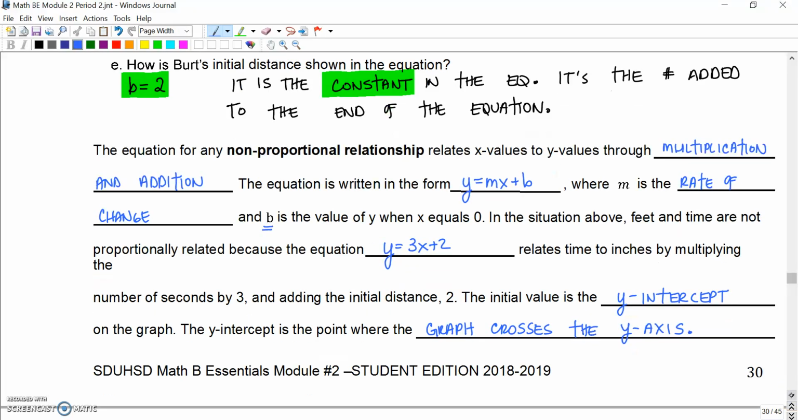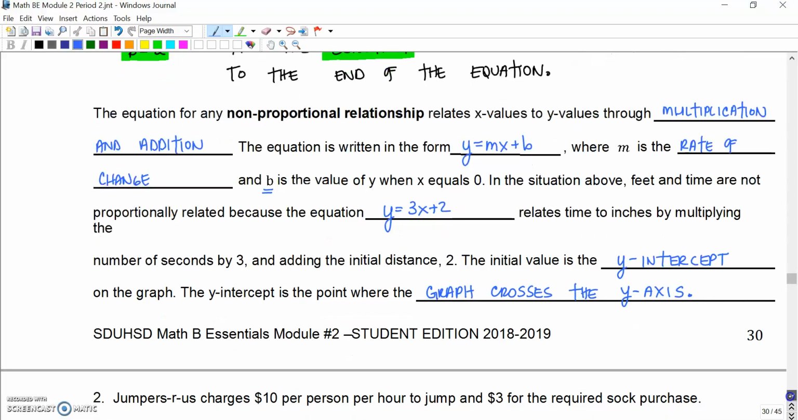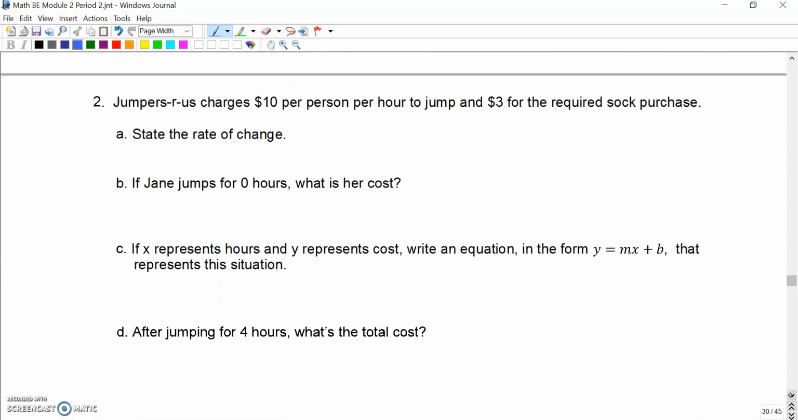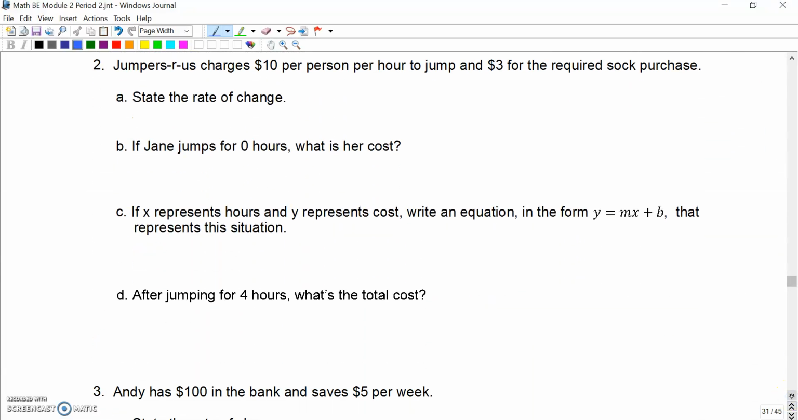Now we're going to look at some smaller scenarios, as this page involved all one problem. So now we're going to look at 2 examples, and we're going to practice building these equations where they're not going to build them for us. It says, Jumpers R Us charges $10 per person per hour to jump and $3 for the required sock purchase. State the rate of change.